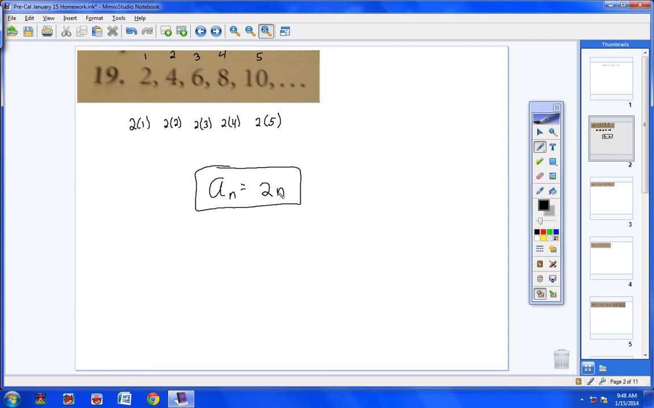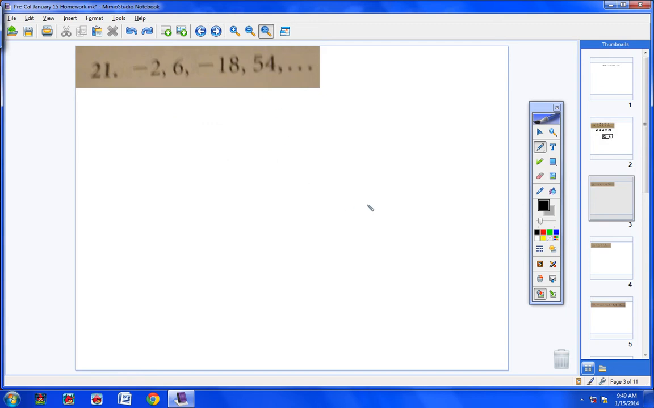So in other words, 2 times 1 would give me 2. For the second term, I would put a 2 right here. 2 times 2 gives me 4. For the third term, I would put a 3 right here. 2 times 3 is 6. For the fourth term, I would put a 4 right here, and 2 times 4 is 8. So there is my nth term. That one's not too difficult. Let's take a look now at number 21.